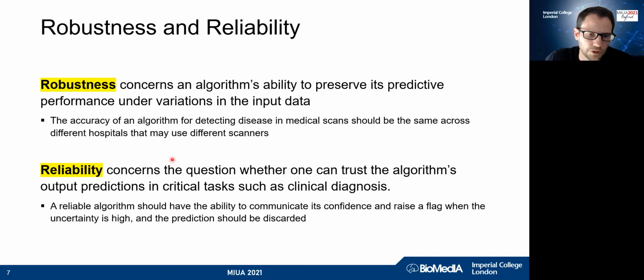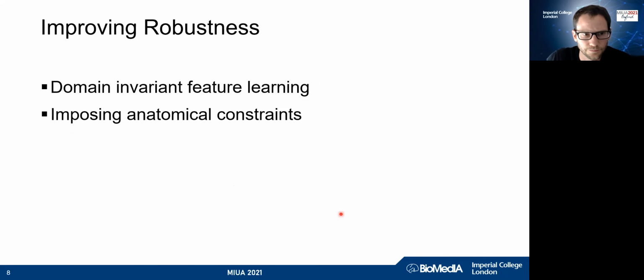Reliability, on the other hand, for me concerns the question whether one can trust the algorithm's output predictions. And this is really, really important in critical tasks such as clinical decision making. Ideally, an algorithm should be able, for instance, to communicate its confidence in its prediction. It should raise a flag when the algorithm doesn't know, right? So when the algorithm thinks that the data isn't analyzable and the prediction should be discarded, it would be good if the algorithm can tell us.